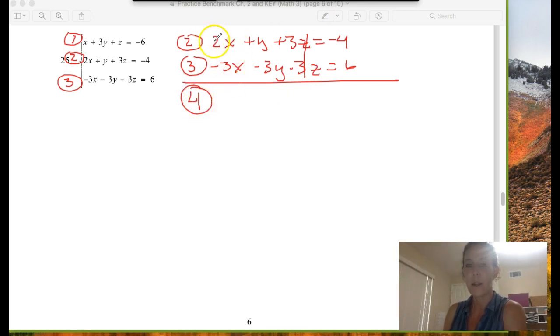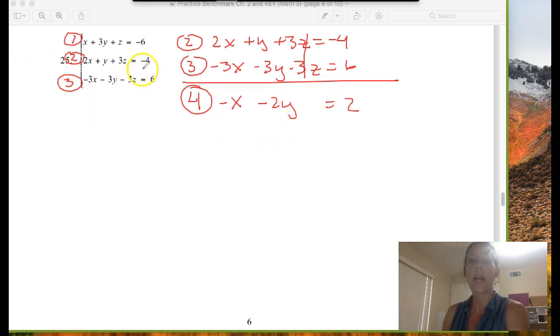Add these together. 2x minus 3x is going to be negative x. Y minus 3y will be negative 2y. These fall out, and that will equal negative 4 plus 6, which is 2. So here's new equation 4, no z with it.